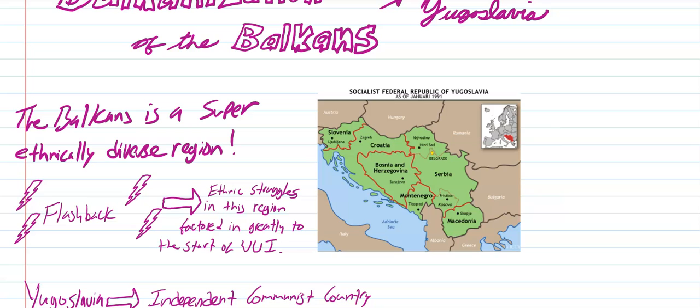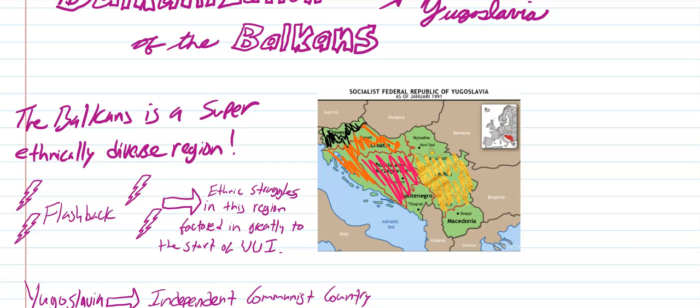But we know the people that live in Slovenia are their own ethnic group. The people that live in Croatia, they're Croats, their own ethnic group, and so on. Bosnians are their own ethnic group. The people of Serbia.